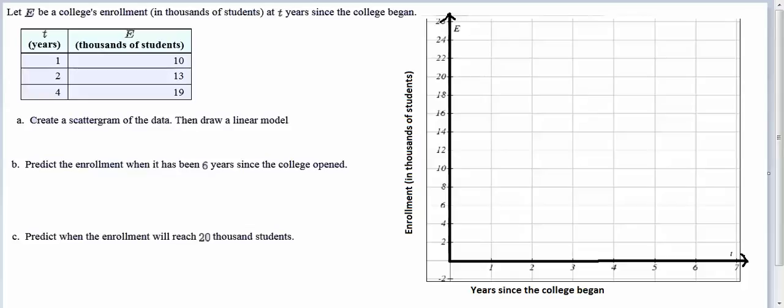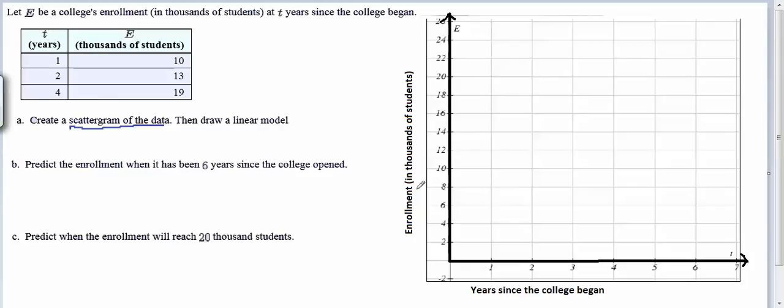Welcome to the example. In this question, we're given a data table with two variables. T is telling us the year since the college began, and E is telling us the number of students in thousands who are enrolled in that college. The first thing we need to do here is to create a scattergram.